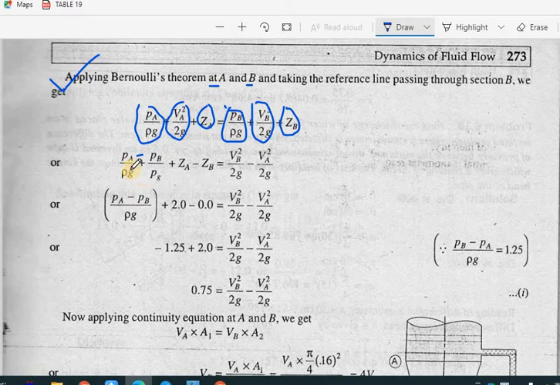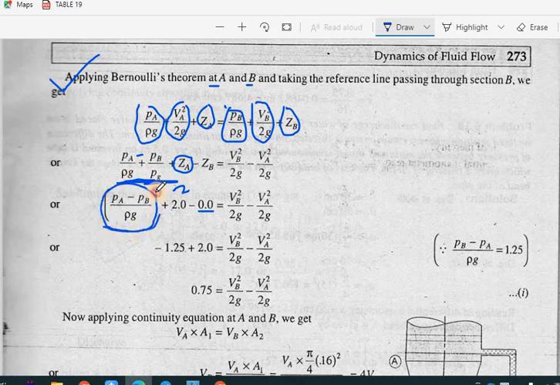After this you can see that this is constant, so we'll take it as common, PA minus PB by rho g. We have the datum value, that is station A is 2 meter above point B, so ZA will be 2, ZB will be 0, equals VB square by 2g minus VA square by 2g. After that we also have the value of PA minus PB by rho g.